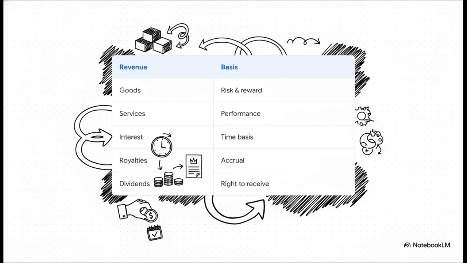Sale of goods links to the transfer of significant risks and rewards. Services link to performance or proportionate completion. Interest goes with a time proportion basis. Royalties align with the accrual basis. And dividends lock in when the right to receive is established. This one matrix encapsulates the vast, vast majority of AS9 theory and practical questions you're going to face.